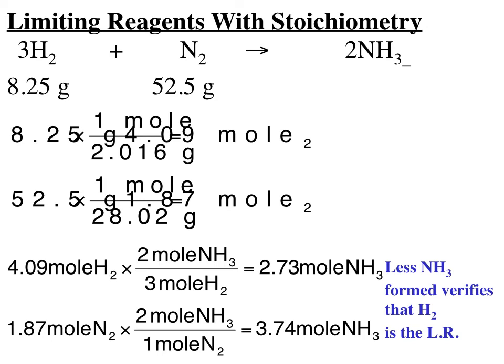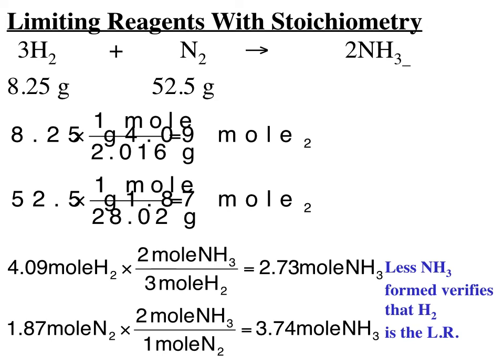Now to determine which is the limiting reagent, what I will do is see which will form the least number of moles of product. And I note that the stoichiometry between the H2 and the product NH3 is 2 to 3. So I begin with my moles of H2, line up the stoichiometry to the product NH3 as you see, and I see that if I use all the H2, I will form 2.73 moles of NH3.